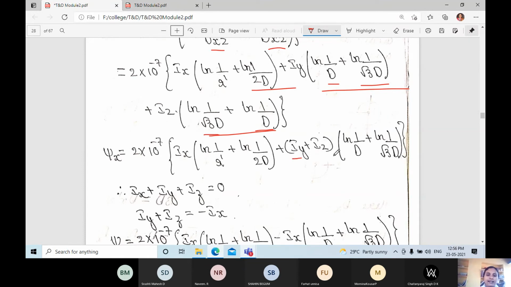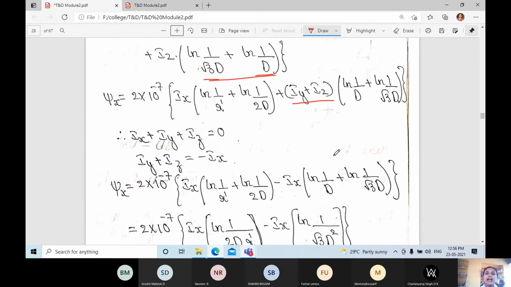Iy plus Iz. In the balance condition, Ix plus Iy plus Iz is equal to 0. So what we can write? Iz can be replaced in terms of minus Ix, because Ix plus Iy plus Iz is equal to 0. From that we can take out Iy plus Iz, then you will get minus Ix. So replace Iy plus Iz with minus Ix. If we have substituted minus Ix, then what you will get?